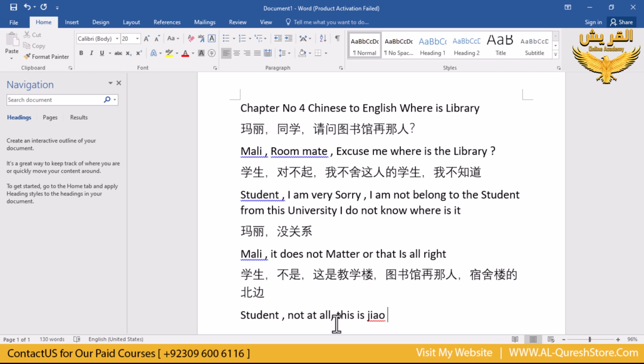This is Jiao Shui Lu. You will ask that this road is called Lu, this building is called, and this is teaching building. This is teaching building. Road.